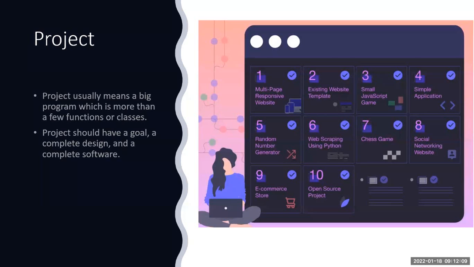Next one is project. Okay, finish the coding practice. And coding practice usually is focused on a single function, okay, a single function, and they have unit tests and give you test patterns to test it. But that's not enough. You also need to work on projects. So a project usually means a bigger program, which is more than a few functions or classes. And a project should have a goal, a complete design, and a complete software. So right here we have a few different projects, say multi-page responsive website design, existing website template, small JavaScript game. These are different types of projects you can work on.